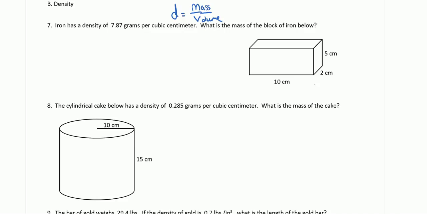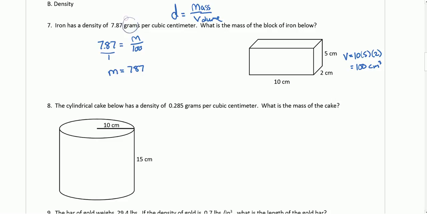Here we have a rectangular prism. The volume is going to be 10 times 5 times 2, which is 100 cubic centimeters. And so our density, 7.87, is equal to mass over volume. And solve for mass. I'm going to put this over 1 and cross multiply, and you get mass is equal to 787. And then we want units.